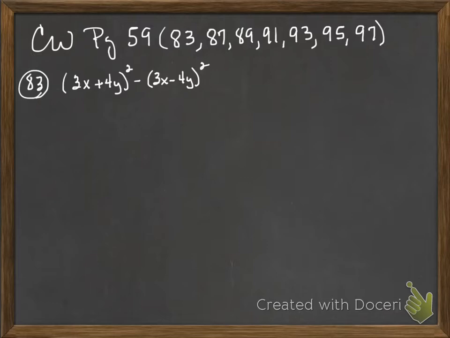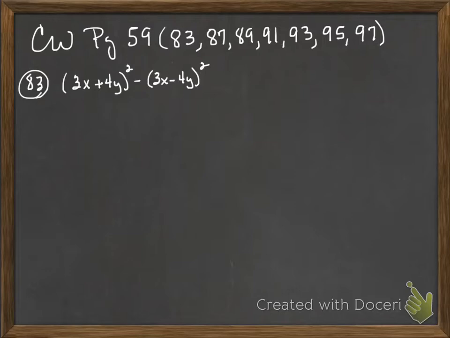All right, the classwork for today. This is going to be a little bit harder than what you did for homework. It's still going to be the same concepts, but sometimes the problems have more in them, like this particular one, 83, which has two problems in one. You've got two binomials that are squared, and then you've got the subtraction sign in between.